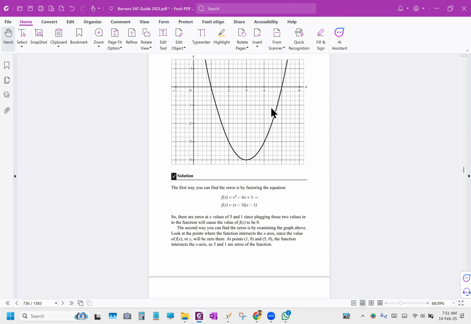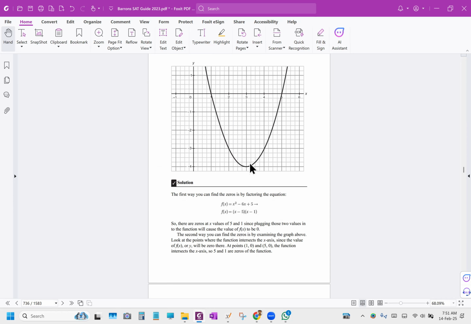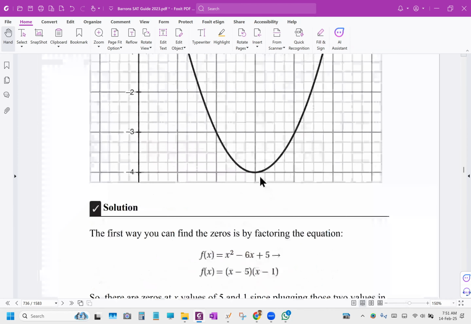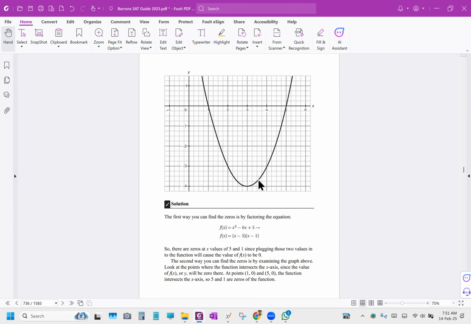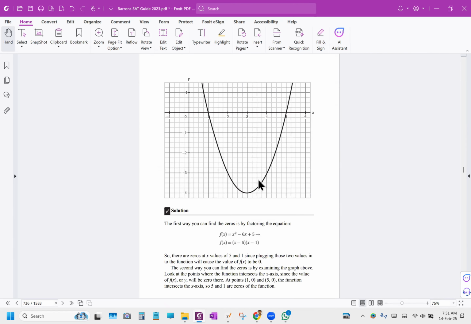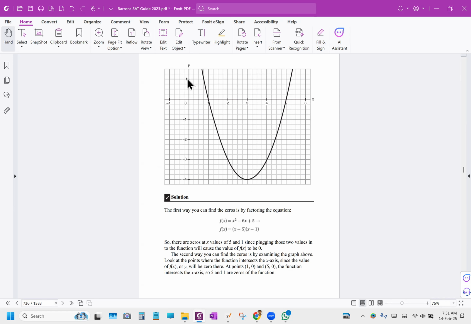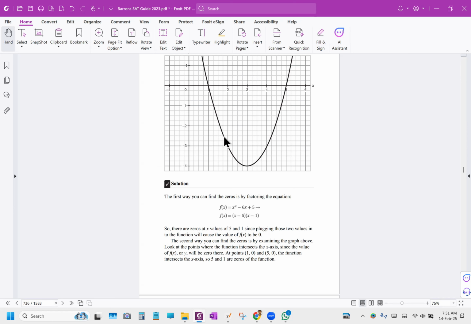but I'm just asking you, what is the vertex of this point? Or I mean, what is the coordinate of this point? 3, -4. Give me the exact coordinate. 3, comma, -4. So 3, comma, -4. How would you find that number?